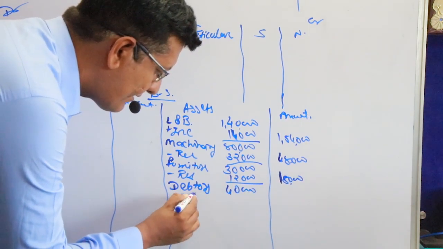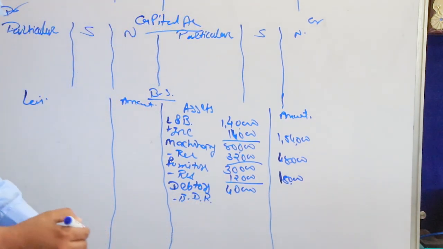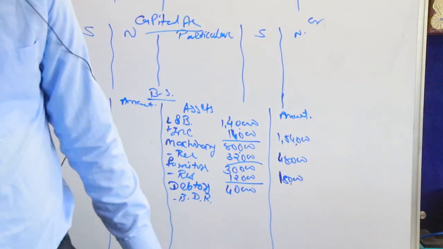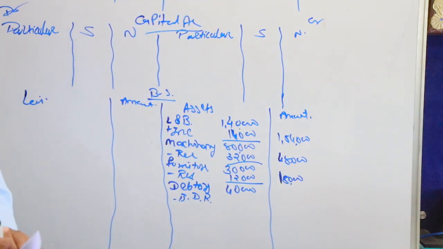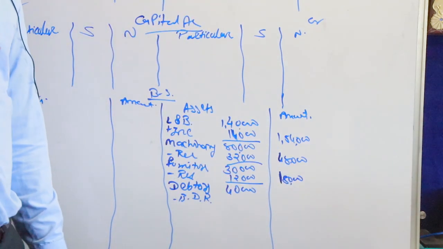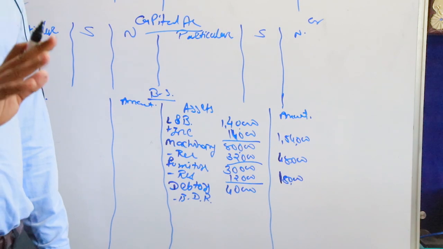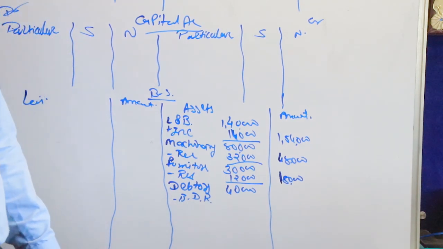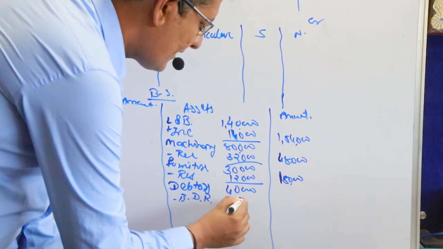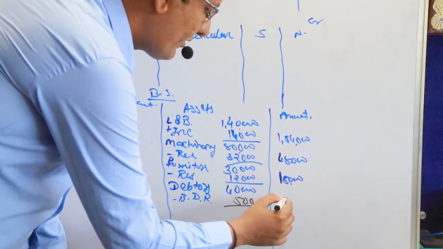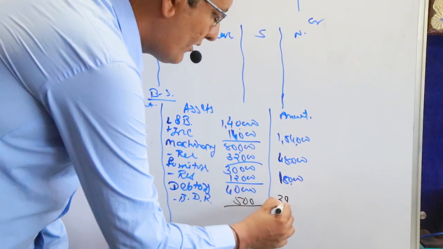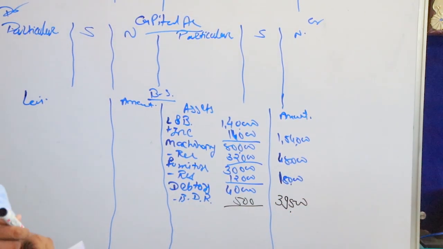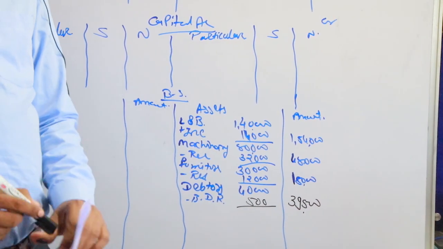minus BDR, total bad debt reserve is given 1,500. Out of that 1,000 is not required. That means only 500 is required. So minus 500. So here remaining amount is 39,500. Is it? Okay. Now पहले bad debt reserve कितना था?